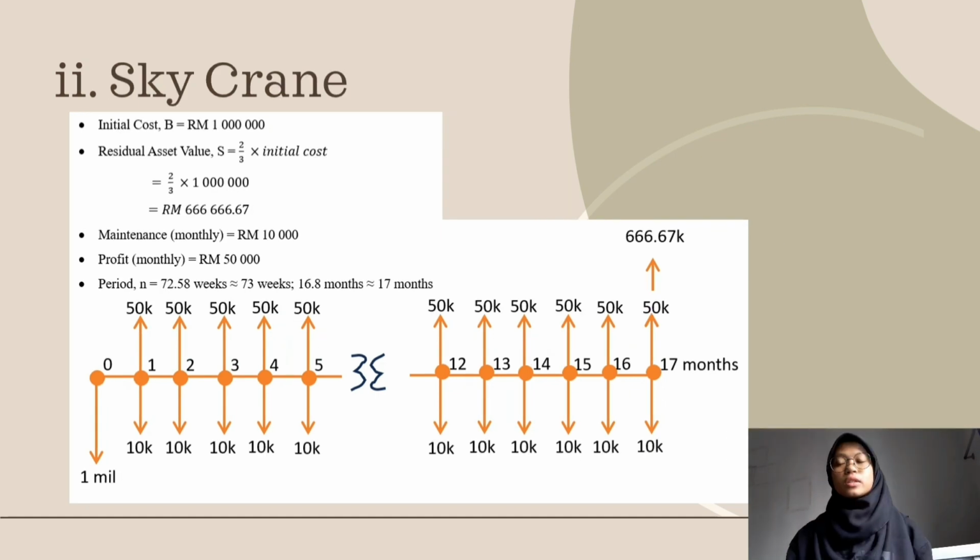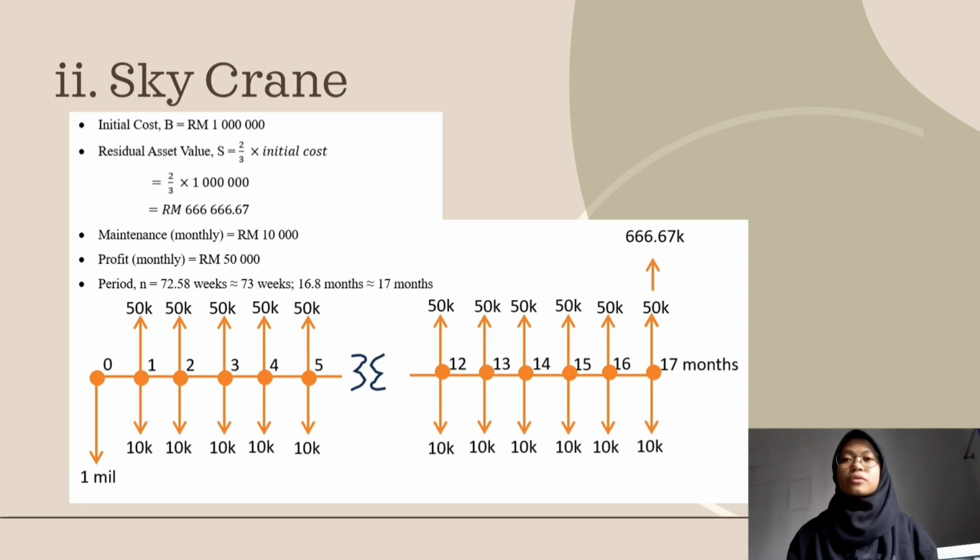Moving on to the sky crane, the cash flow is the same diagram but with different values. For the sky crane, the initial cost is 1 million ringgit, and the residual asset value after calculating is 6,666.67 ringgit, and the monthly maintenance cost for the sky crane is 10,000 ringgit. The monthly profit that we gain from this sky crane is 50,000 ringgit, and the period is the same, which is 17 months throughout the whole project.